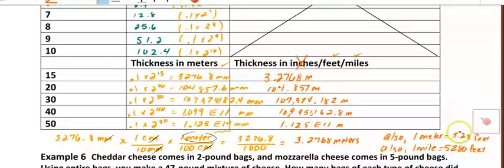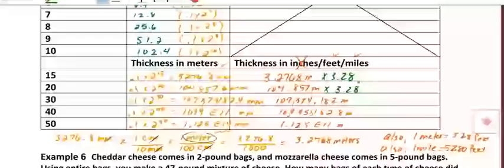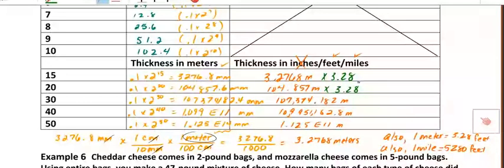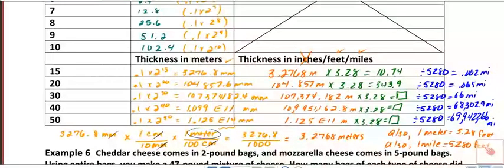I know that there's 3.28 feet in 1 meter, so I could multiply all of those by 3.28 to get me how many feet. And once I know how many feet, I can divide that by 5,280 to give me the number of miles, because in 1 mile there's 5,280 feet. So work on that. Let's look at the results.